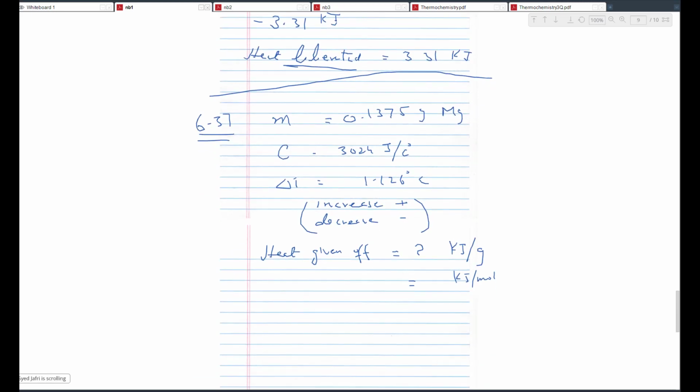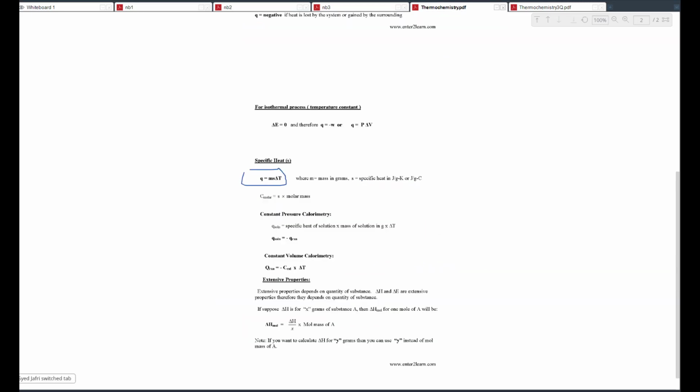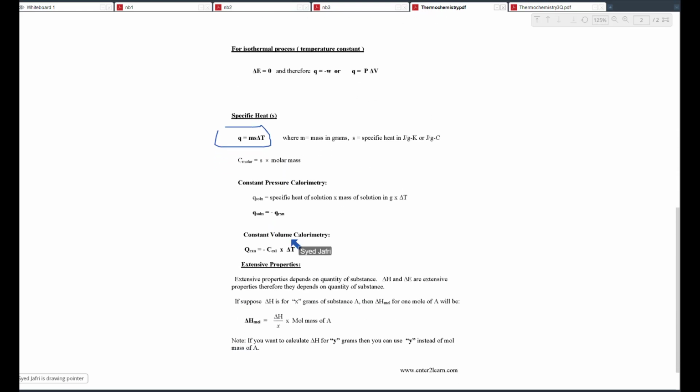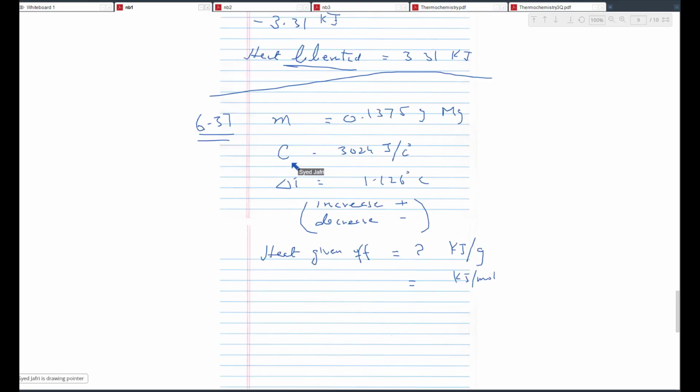So let's start with this. Reading again, the 0.1375 gram sample of magnesium is burned in a constant volume bomb calorimeter that has a heat capacity of this. The temperature increases by this. Calculate the heat. Now I will go back to the calorimeter. Constant volume calorimeter, can you see this one? Q of the reaction, I will make it clear. In constant volume calorimetry, Q of the reaction is equal to minus the calorimeter's capacity constant times delta T, the change in temperature. So I am using this formula for calculating this. We already have C here.